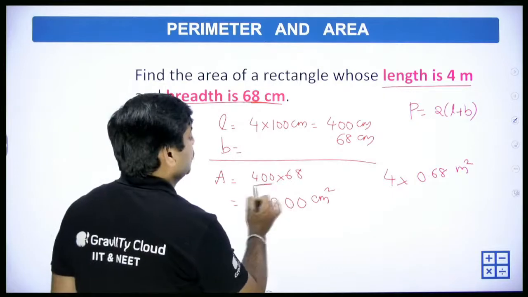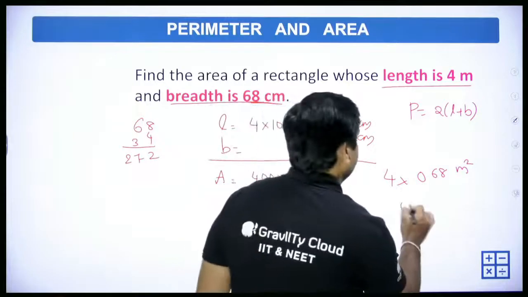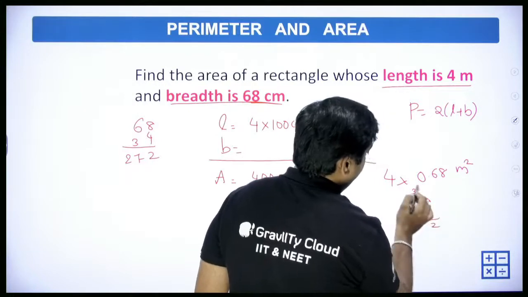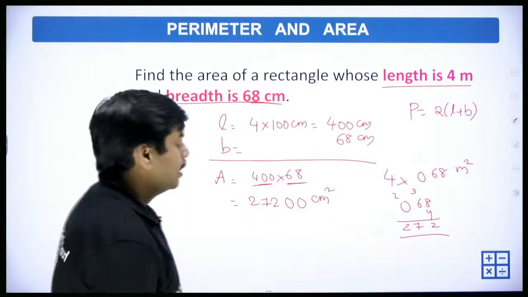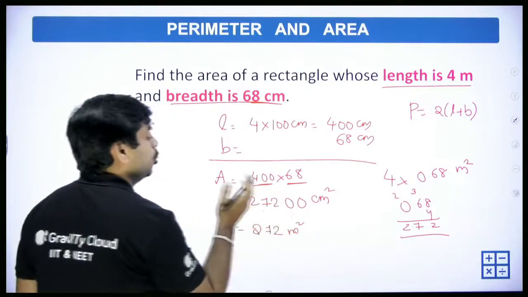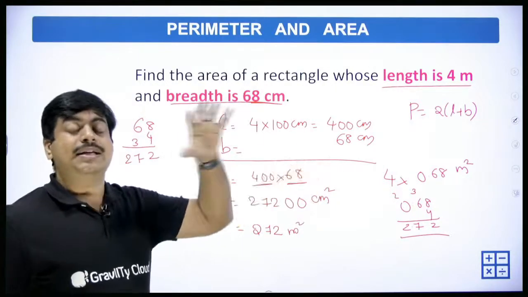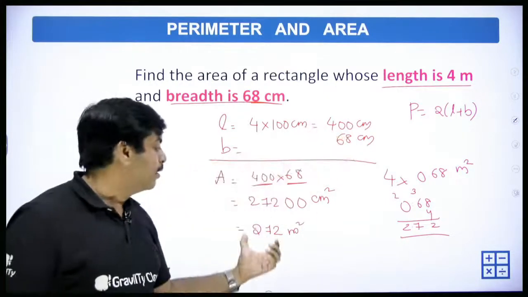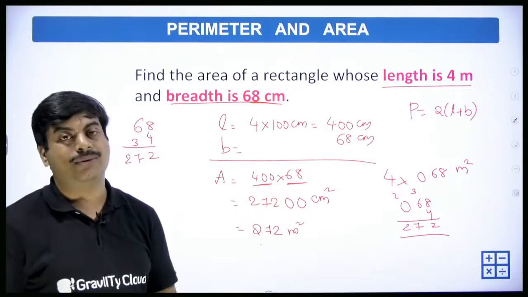Because this is in centimeters, and this is also in centimeters, both you need to convert into meters, right? So here 0.68 into 4. 8 fours are 32, 6 fours are 24, 25, 26, 27. That becomes 2.72 meters square. You need to divide not just by 100, you need to divide by 100 into 100, because we have centimeter square. Centimeter square means centimeter into centimeter. So for meters, you need to divide by 100 into 100, that is 10,000.